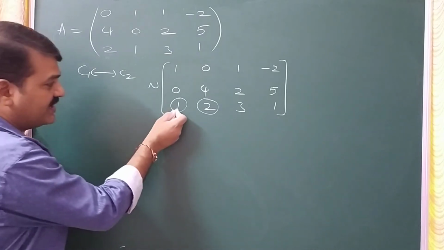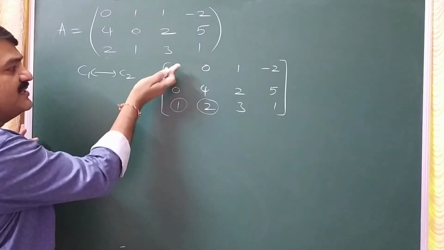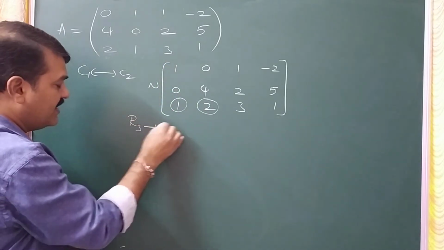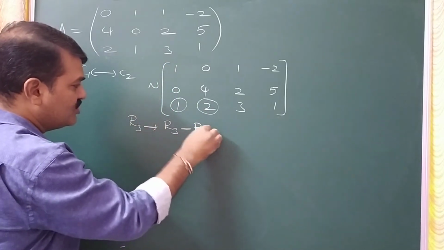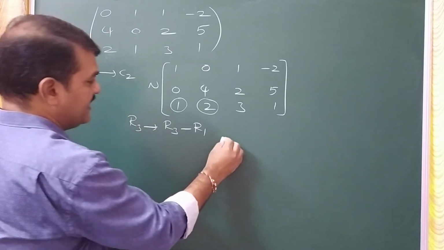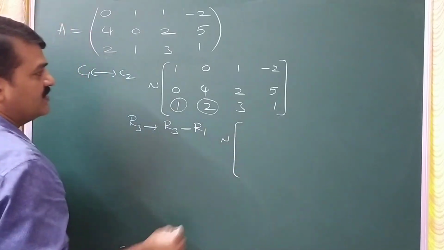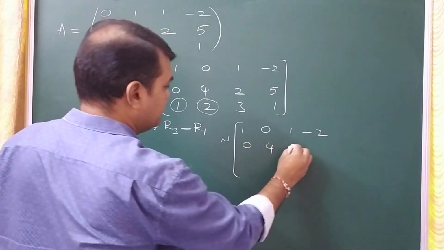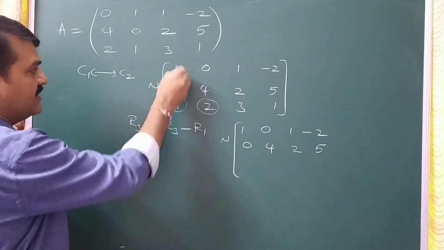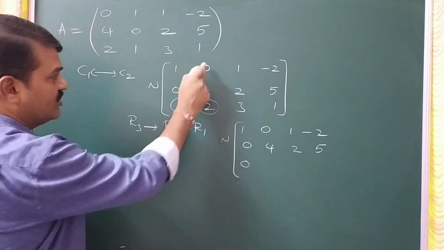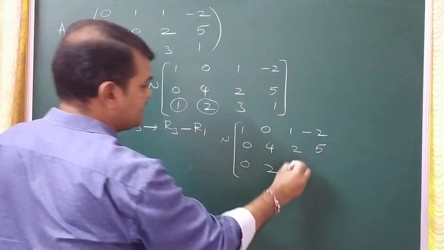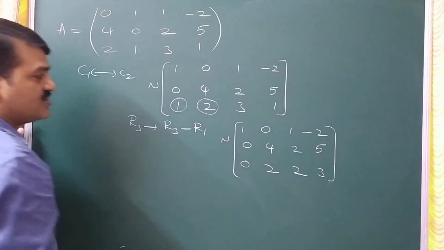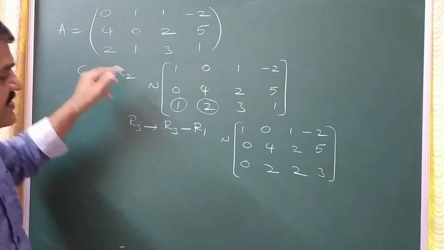To get 0 in these places is very easy. We can use simple R3 minus R1. Clearly, just by subtraction of rows, you will get zeros. So R3 minus R1: first row same, second row same, third row R3 minus R1, you will get 0, you will get 2, 3 minus 1 again 2, 1 plus 2, 3 you will get. So 0 in these 2 places we got.